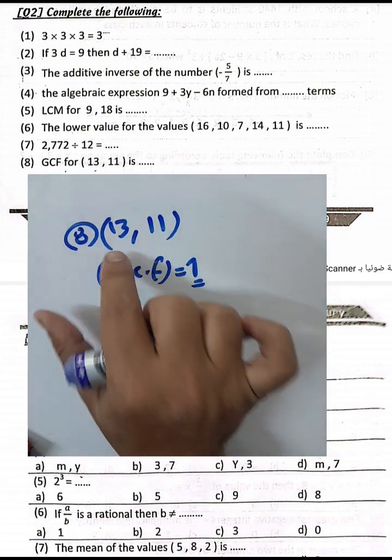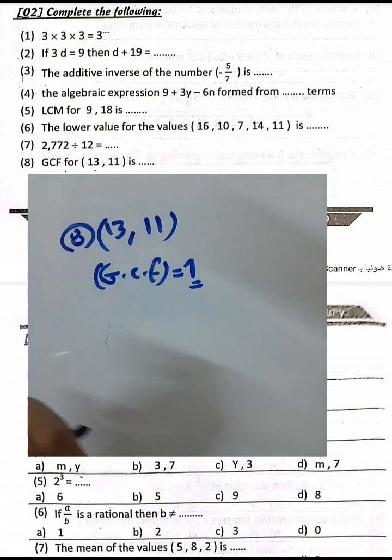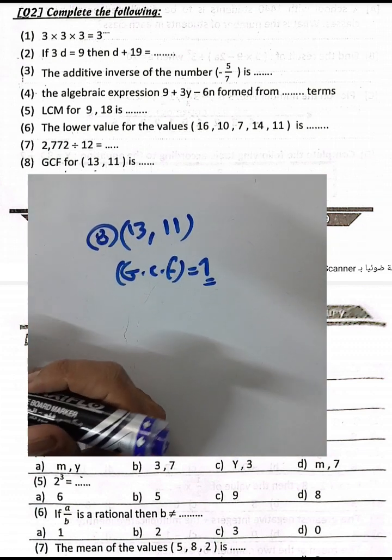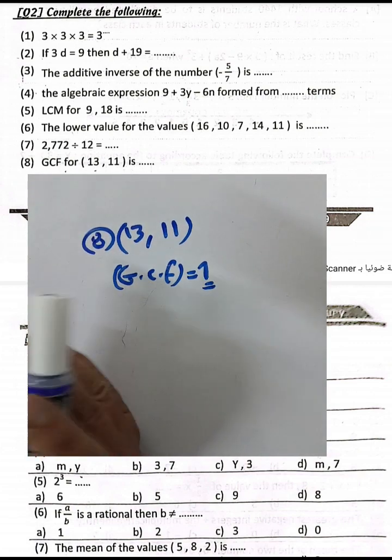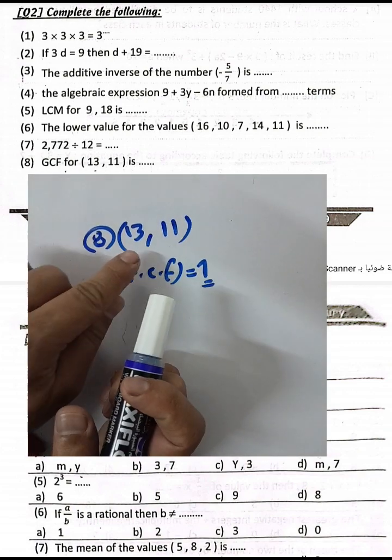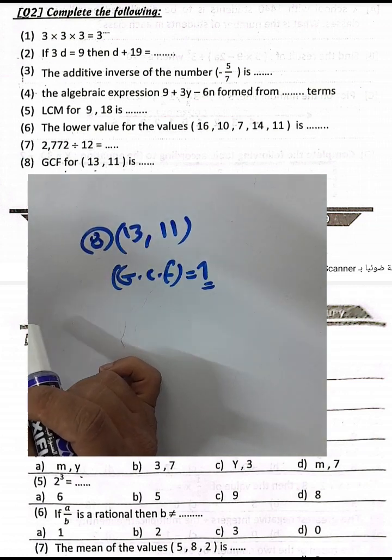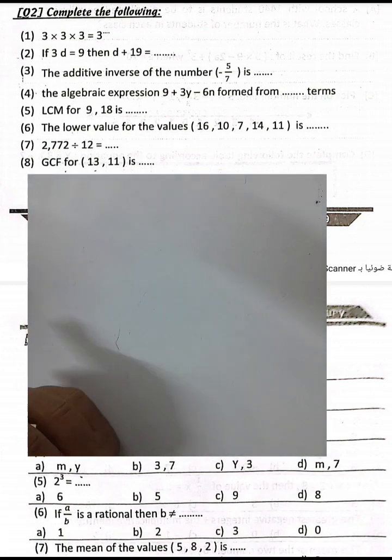Okay, we have 11 and 13 prime numbers. Any prime number can't be divided by a number except 1. We know any prime number has only 2 factors. It can be divided by itself and 1. Then the greatest common factor between 13 and 11 will be 1. But if you want to find the least common multiple between 13 and 11, you must find the product of the two numbers. Okay.